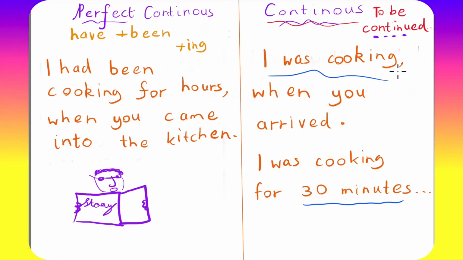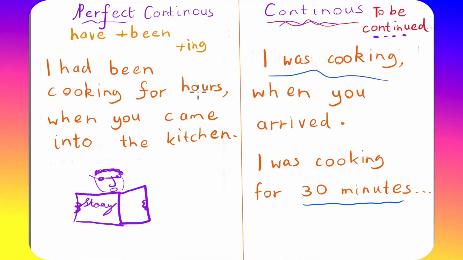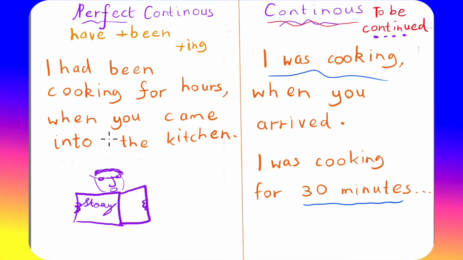It's continuous as well. It is not complete. We're still cooking. Whereas here I had been cooking for hours when you came into the kitchen. We don't actually know if we finished. We could still be cooking. But for now, we're going to have to drop it and entertain our guest who has just come into the kitchen.